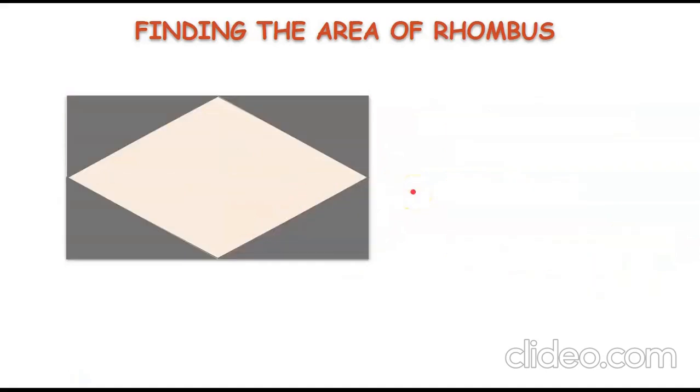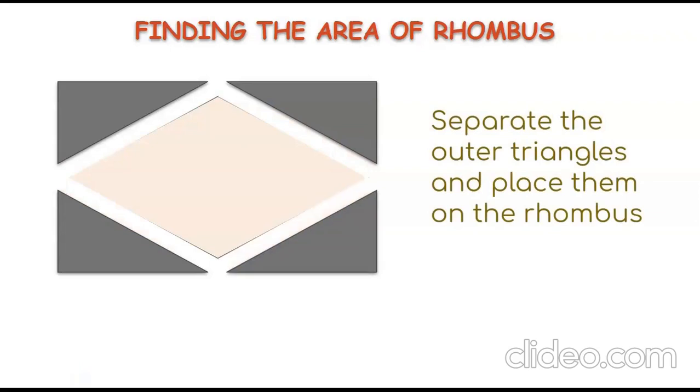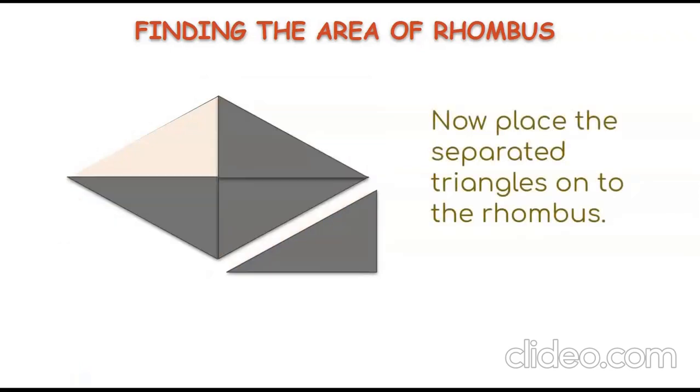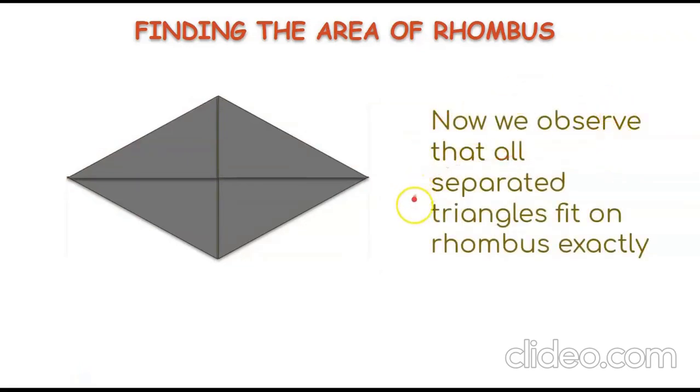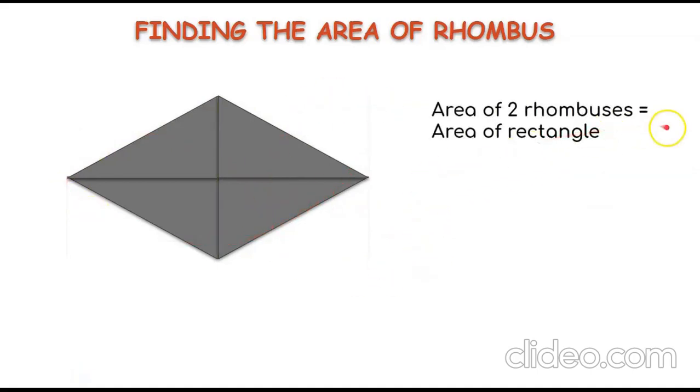Now, we are going to separate out the triangles around the rhombus. So, separate the outer triangles and place them one by one on the rhombus like this. Now we observe that all the separated triangles fit exactly on the rhombus. So by this we observe that area of two rhombuses is equal to area of rectangle.